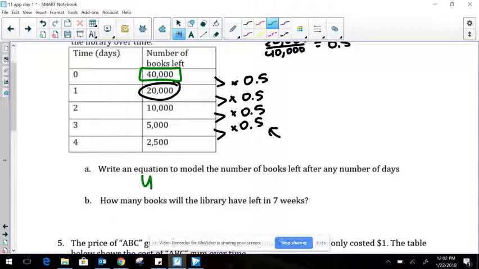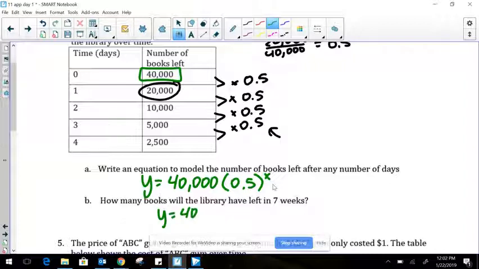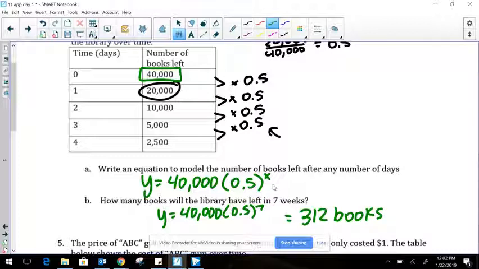Okay, so my equation, I have y equals my initial amount, my growth factor, raise that to the exponent. It's always that same format. So now I'll just plug in 7 right here for x. So y equals 40,000 times 0.5 to the 7th. Okay, so we'll figure out how many books are left in 7 weeks. You should get 312 books. Man, that book thief is good. He's stealing them really quick.